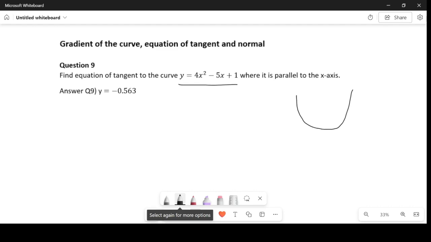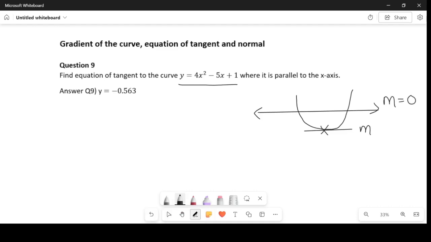Find the equation of tangent to the curve where it is parallel to the x-axis. So let's say this is the x-axis. And if the tangent is going to be parallel to the x-axis, it's going to be somewhere over here, because the x-axis has a gradient 0. So that means this tangent will also need to have a gradient of 0 because it's parallel to the x-axis.